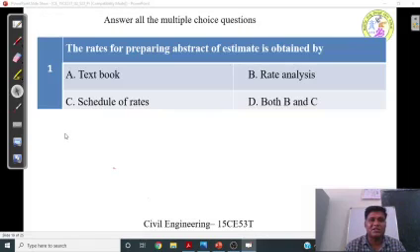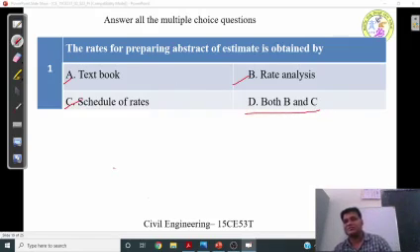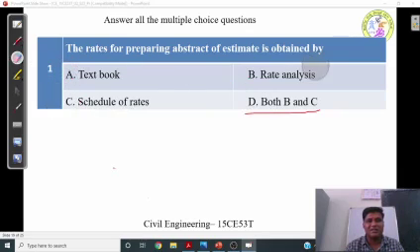Now answer the following multiple choice questions. The rates for preparing the extract of estimate are obtained by A. Textbook, B. Rate analysis, C. Schedule of rates, and D. B and C. The right answer is both B and C. You can do the analysis by collecting the market rates, and it is also available in the schedule of rates book, which will be released by the Public Works Department, either the center or the state.